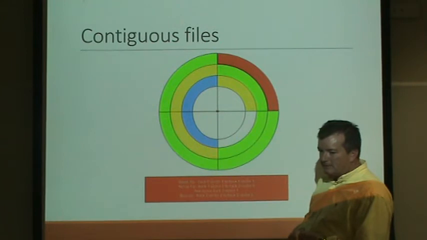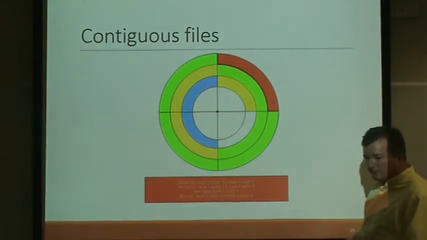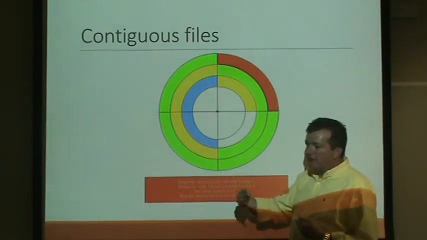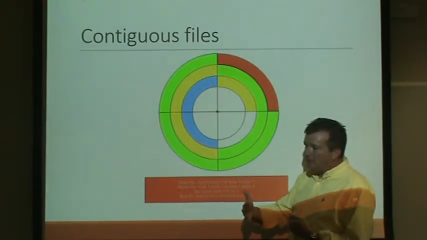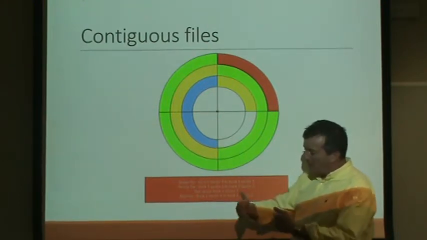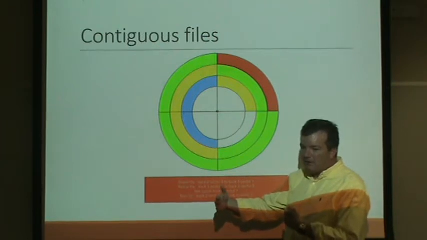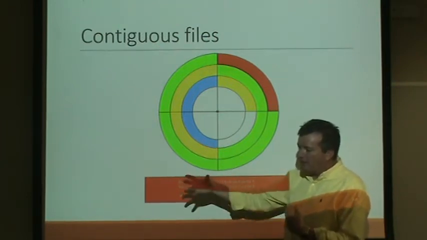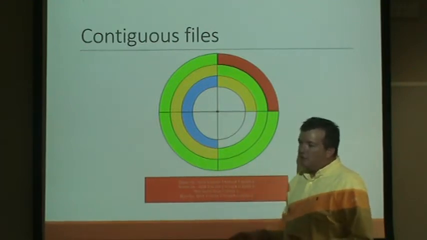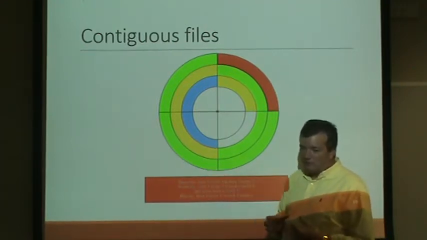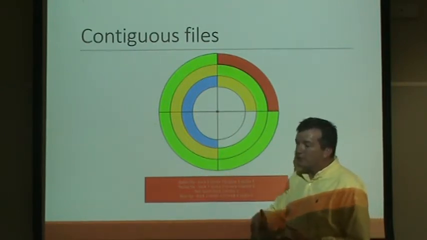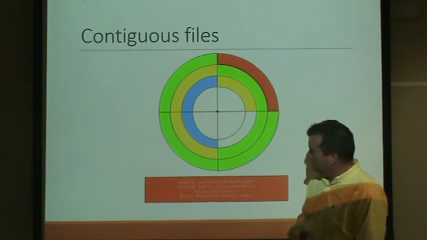Does external just mean the whole block is contiguous? No, so external means it's external to any file. It's unused space. External fragmentation is space between files. Just because of the way files have been written and deleted, we have little spaces between them that are externally fragmented. So using links, we're going to use up those fragments. So using a linked list could eliminate external fragmentation.